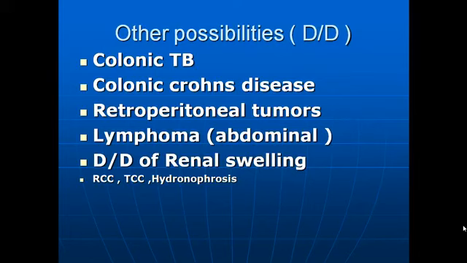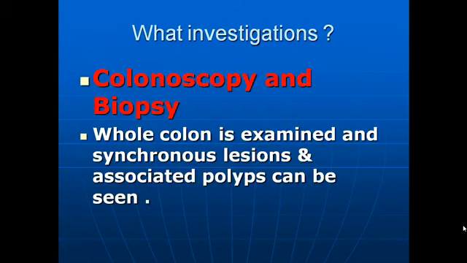These are the possibilities. It may be chronic tuberculosis, it may be chronic Crohn's disease, it may be retroperitoneal tumor, it may be lymphoma, that is abdominal lymphoma, or it may be any cause of renal swelling, either renal cell carcinoma, transitional cell carcinoma, or hydronephrosis.